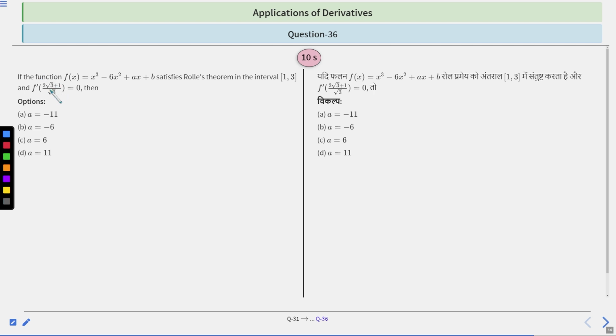Clear? So see, suppose this is c, (2 root 3 plus 1) by root 3. Is this lying in the interval 1 to 3? Yes, it is lying in the interval 1 to 3. Right. So you got the hint of this question. So you can easily apply this approach to get the answer of this question. Okay, you have 10 seconds to solve this question. After 10 seconds, we will discuss the solution.